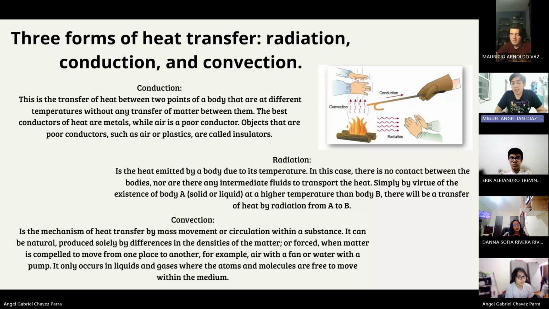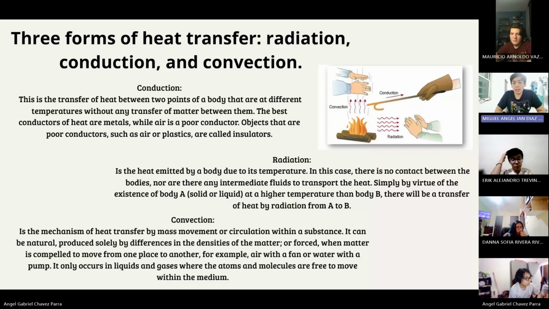Radiation is the heat emitted by a body due to its temperature. In this case, there is no contact between the bodies, nor are there any intermediate fluids to transport the heat. Simply by virtue of the existence of body A, a solid or liquid, at a higher temperature than body B, there will be a transfer of heat by radiation from A to B.